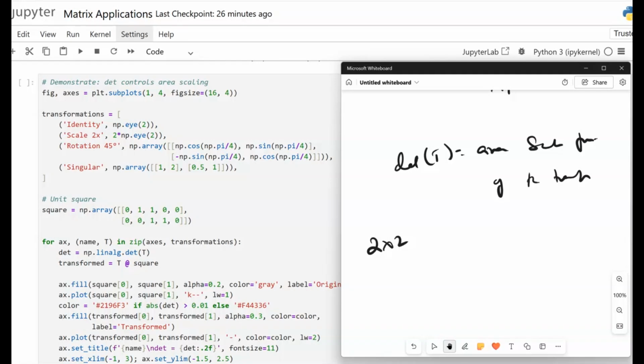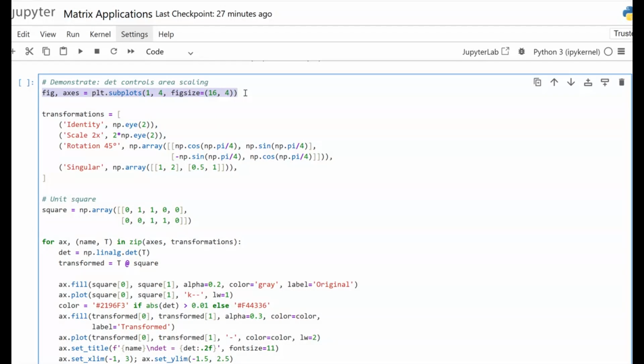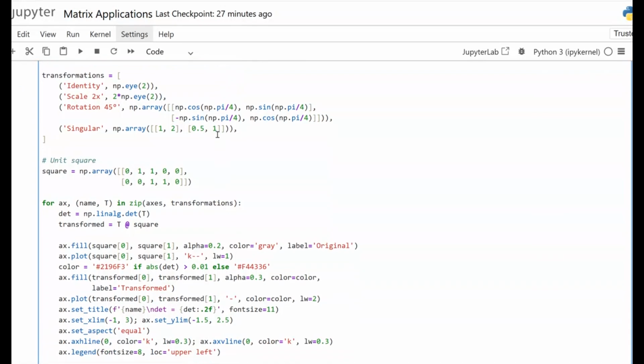So that is what we are just going to visualize. Kindly observe, we are going to have our plotting, and here we are going to have 4 subplots, one per transformation. And what are those exact transformations? One is identity, the next is a scaling of 2 types, then a rotation, and last but not least, a singular one.